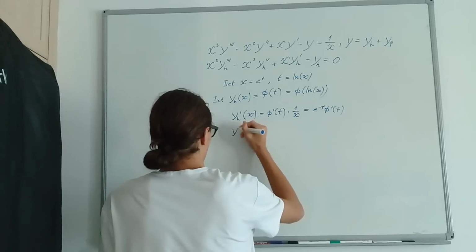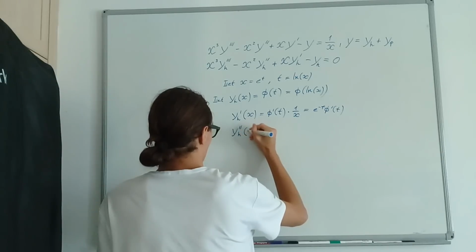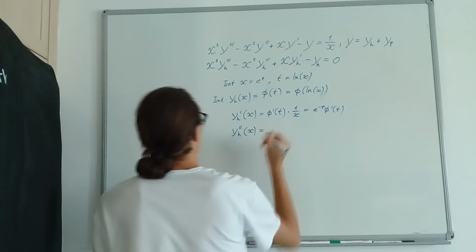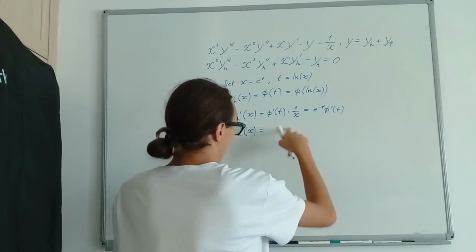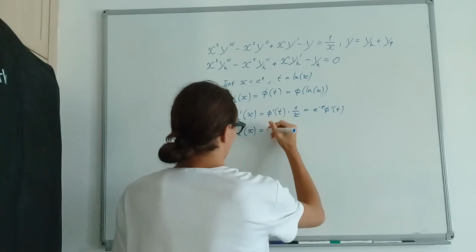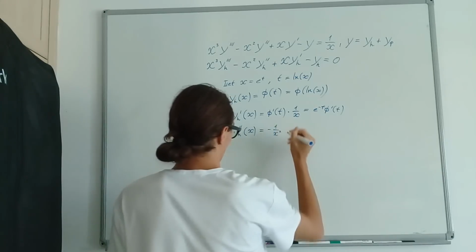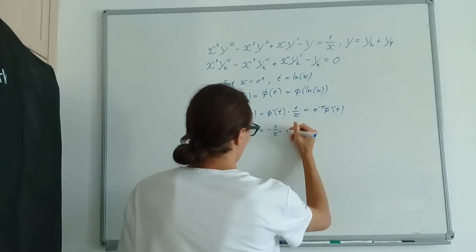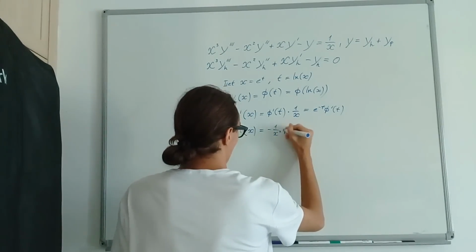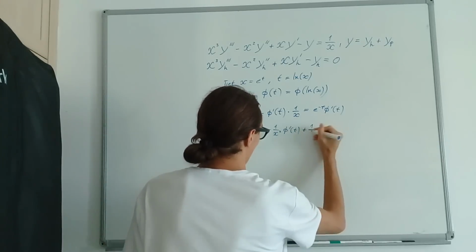Anyway, then we got our phi double prime of x, right? And now, because this is a product of two functions, we're going to have to use the product rule. So first, we're going to differentiate the 1 over x. You should know this: minus 1 over x squared, phi prime of t. Okay, the second term, we're going to leave that alone.